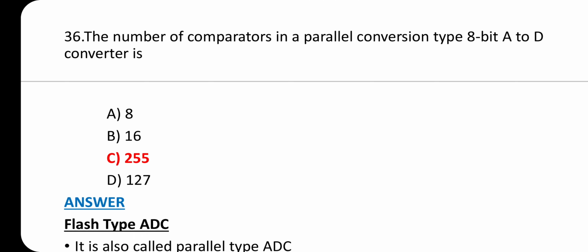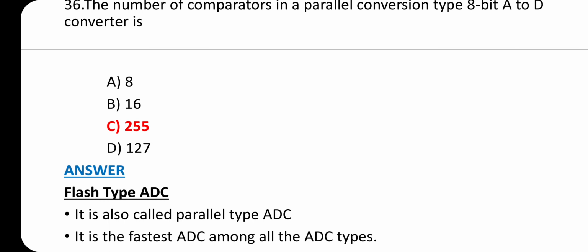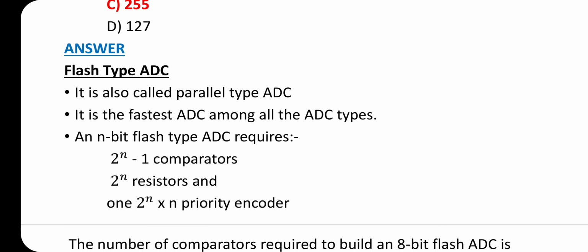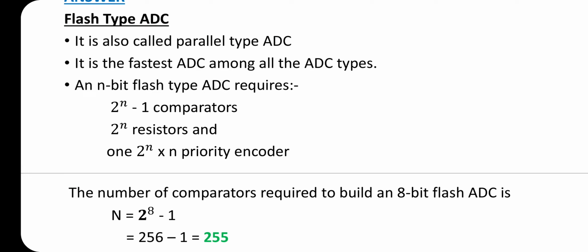Question number 36. The number of comparators in parallel conversion type 8-bit A to D converter is, answer is option C, 255. Flash type ADC. It is also called parallel type ADC. It is the fastest ADC among all the ADC types. An n-bit flash type ADC requires 2 raised to n minus 1 comparators, 2 raised to n resistors and 2 raised to n into n priority encoder.